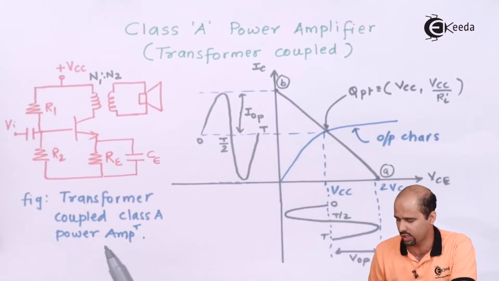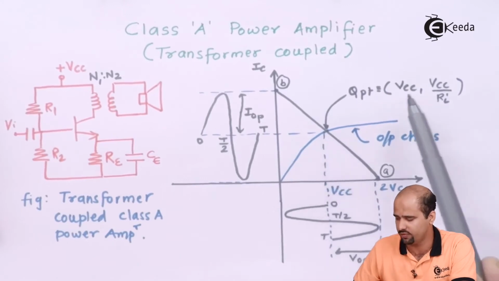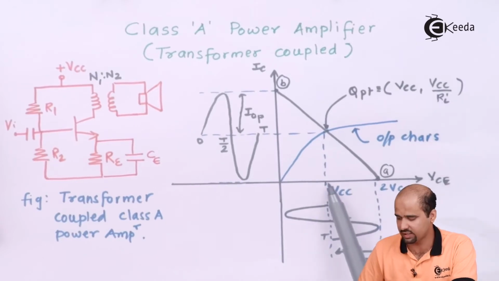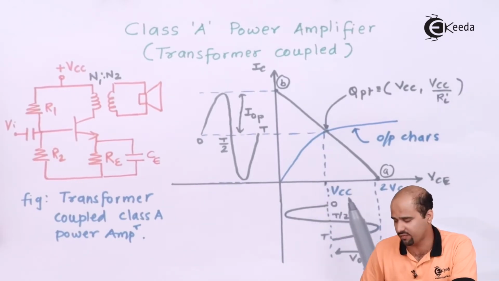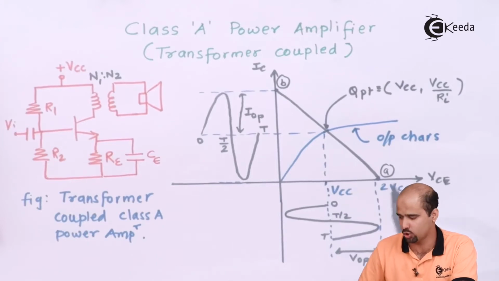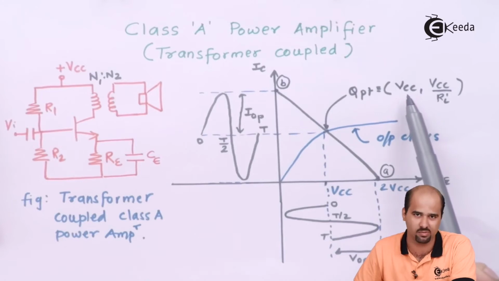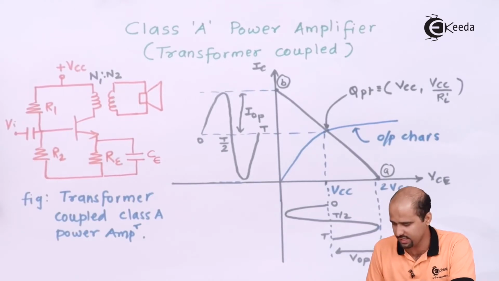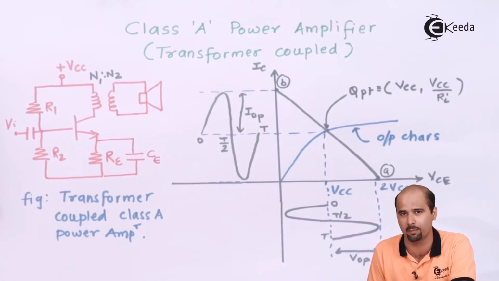When I am talking about this load line, I will get the Q point at VCC and VCC divided by RL dash. Check that in the Class A RC coupled power amplifier we got VCC divided by 2, right? But here we have a changed value of the Q point parameters. So VCC instead of VCC by 2, and VCC divided by RL dash instead of VCC divided by 2 RL dash. So here I have improved the value of the voltage parameter of the Q point. Let's see how we will get the change in the efficiency and a few other parameters as far as this Class A amplifier is considered.